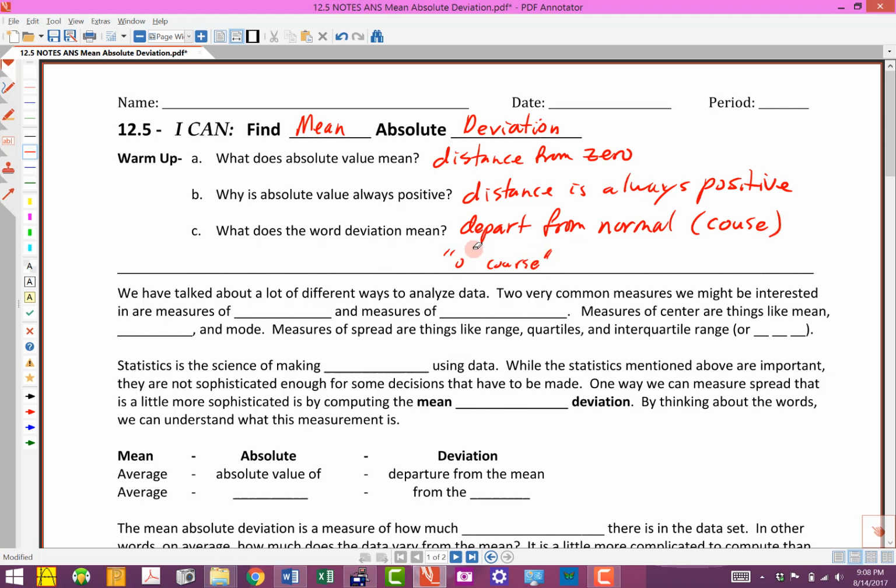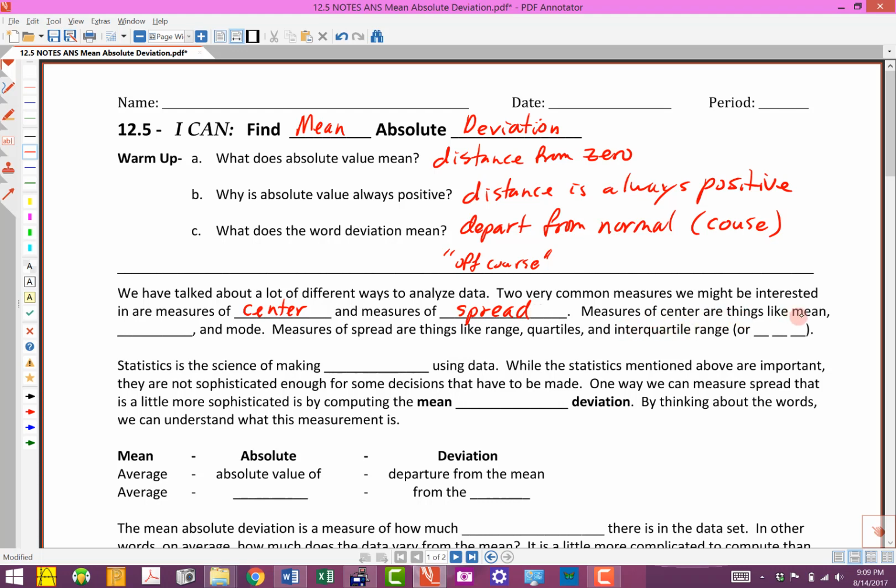All right. Now, we're going to talk about this before we actually do any of these. This may seem a little bit strange, but once you get used to it, you'll see why they called it this funny name, and you'll see why it might be useful. We've talked a lot about different ways to analyze data. Two very common measures that we might be interested in are measures of center and measures of spread.